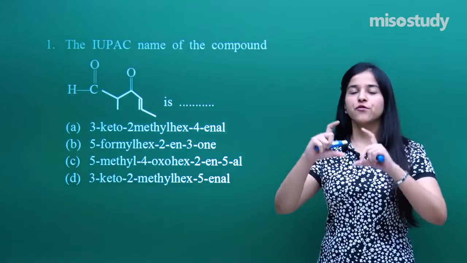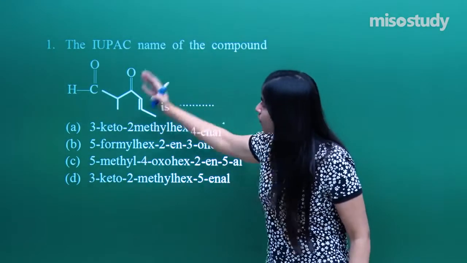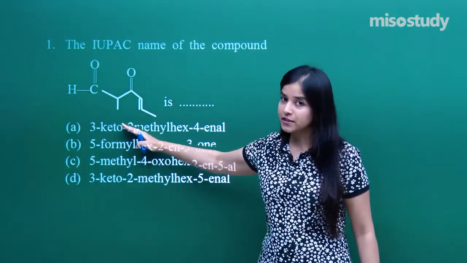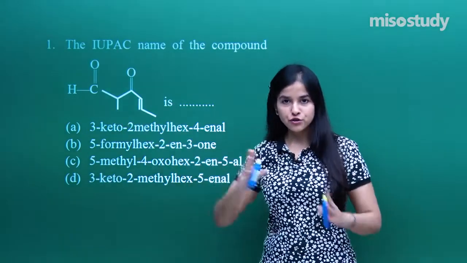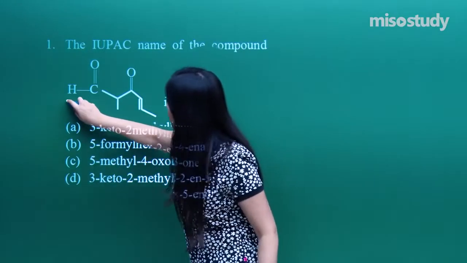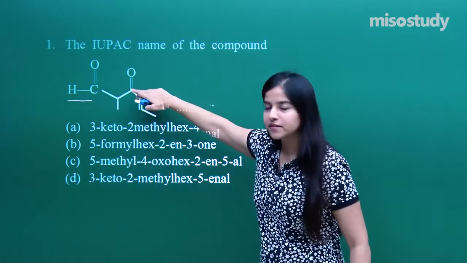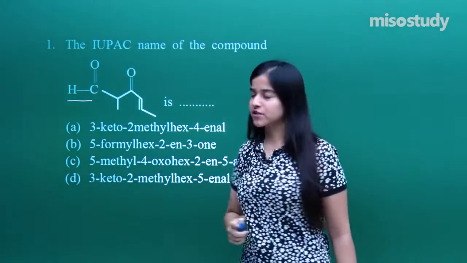You need to first of all expand the structure and write the structure on your own. You do not go by the figure that is given, that may be confusing. So we are writing the structure. Here we have an aldehyde group, as you can see, and a ketonic group over here. So let us try to write the structure down.